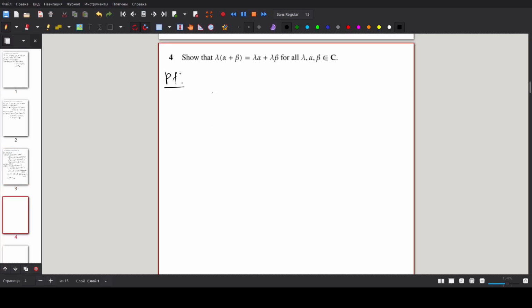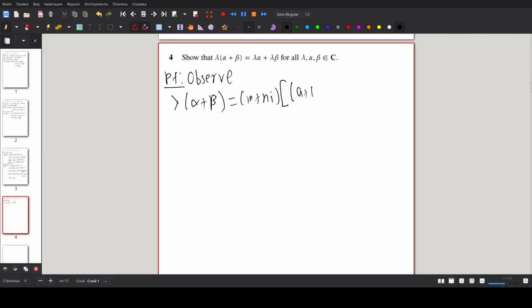Next! Alright, number 4, same deal here. So let's say, observe, that's a good word, lambda times (alpha plus beta) is equal to M plus Ni. And I'm just going to go ahead and do this. So this is going to be (A plus C) plus (B plus D)i.